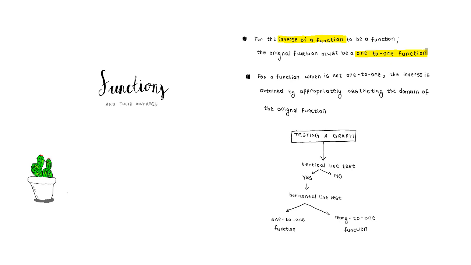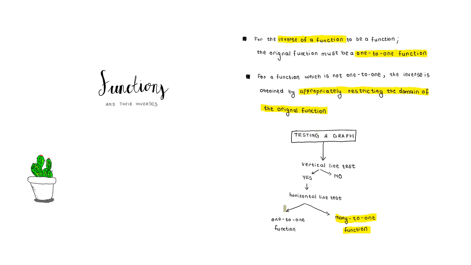No. If your original function is not a one-to-one function, it's what's called a many-to-one function. We only have one example of a many-to-one function, that is our quadratic function or our parabola. So when we encounter the parabola or the quadratic function, however you want to call it, if we want to have an inverse that is a function, what we're going to do is appropriately restrict the domain of the parabola.